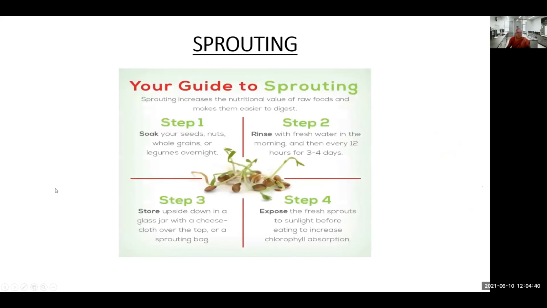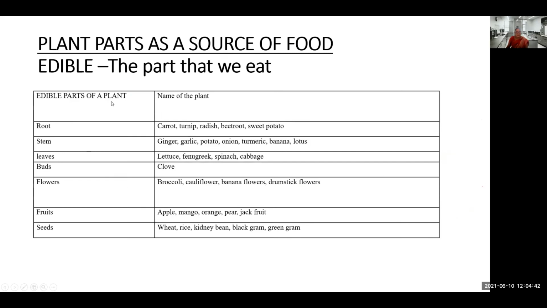So, edible parts of a plant and the name of the plant. Root: carrot, turnip, radish, beetroot, and sweet potato. These are all the vegetables which are the edible part of a plant called root. Next, for the stem: ginger, garlic, potato, onion, turmeric, banana, lotus. Then leaves: lettuce, fenugreek, spinach, and cabbage.